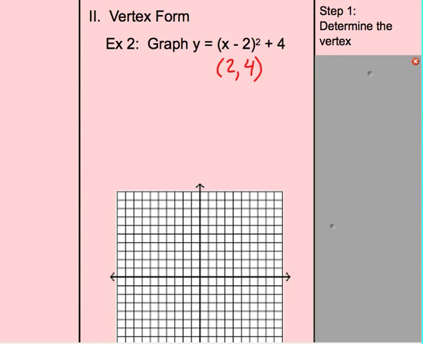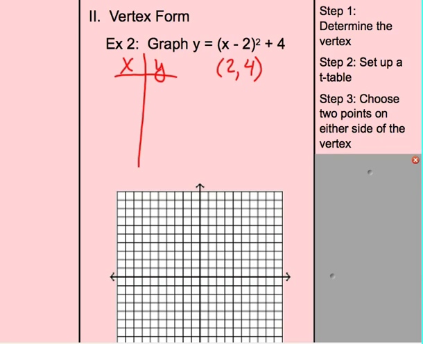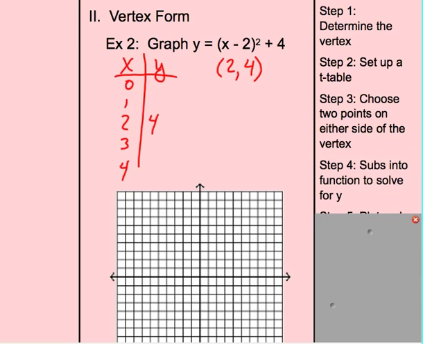And another way to keep this straight is if it's grouped with the x, it's your x-coordinate. If it's not grouped with the x, it's not your x-coordinate, so it's your y-coordinate. Once you have the vertex, we're going to set up a t-table. And the vertex will go in the middle of the t-table. We're going to choose 2 points on either side of our vertex. So I like to use the ones close to it, so I'm going to do 1 and 0, and 3 and 4. Substitute those points into the function to get your y values.